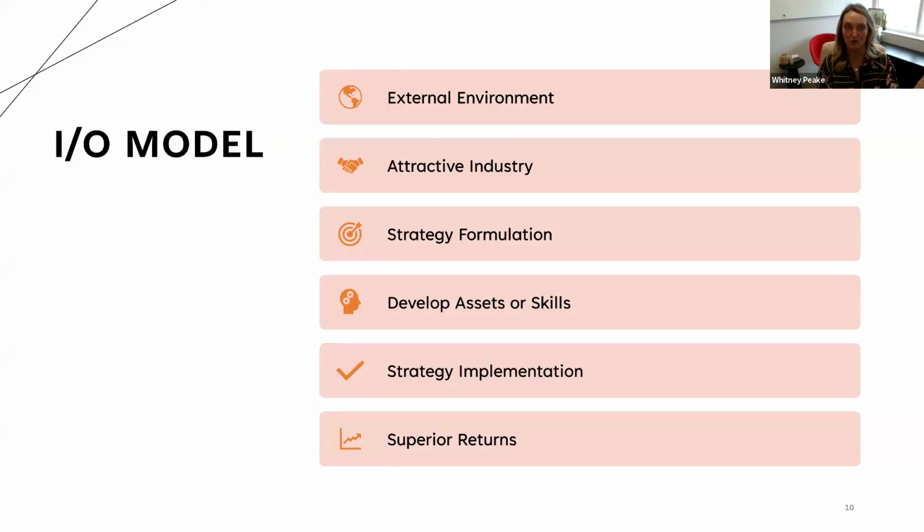For example, if you were an entrepreneur, according to the IO model, you would look at all the factors going on in the world, and then you would choose an industry and formulate your strategy, get the skills you need to succeed, implement that strategy, and earn superior returns. That's what the IO model tells us. Now, from an entrepreneurship perspective, I would argue that perhaps that's not the way that a small business owner would operate.